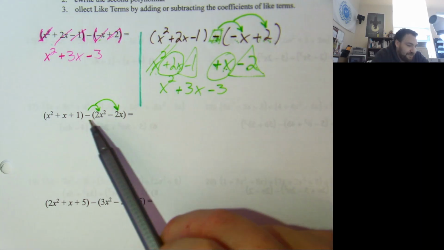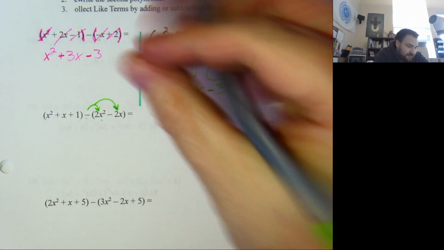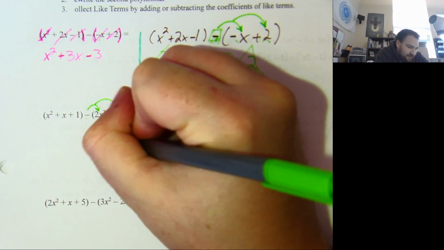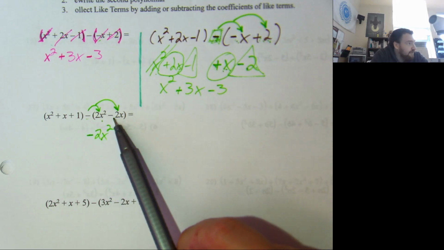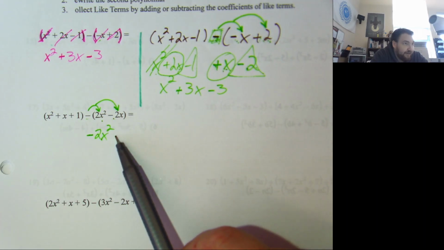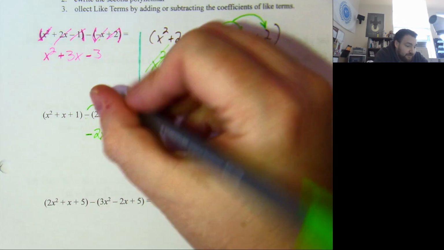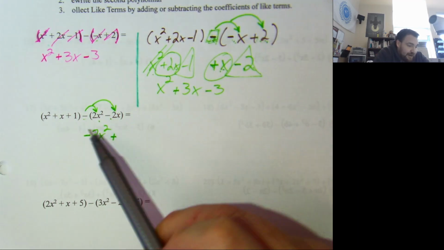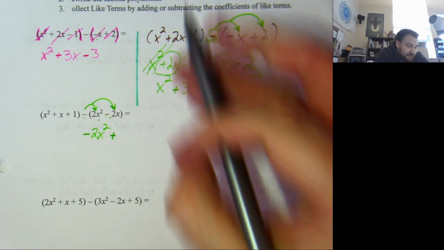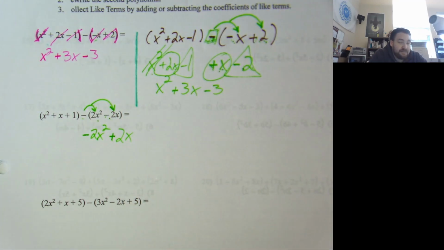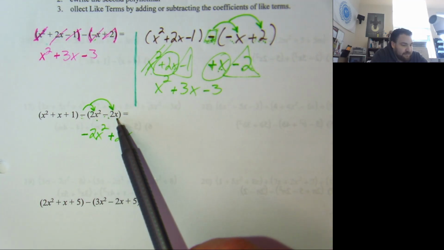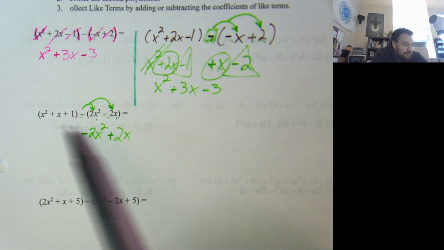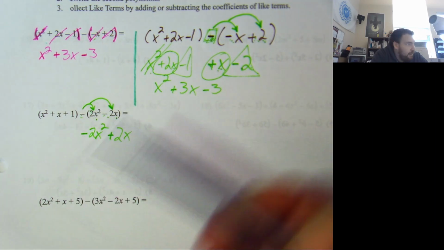So if I'm subtracting 2x squared, that's the same thing as having negative 2x squared. If I'm subtracting a negative, what am I going to get down here? A positive. Subtracting a negative is the same thing as adding. In this case, it's 2x. So I've brought my minus sign in. I'm going to drop the brackets on the first one, and now I can group our like terms.